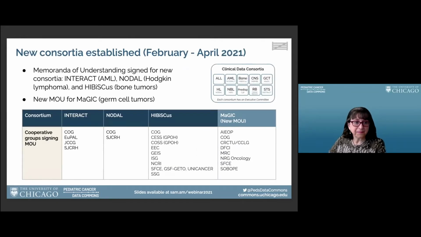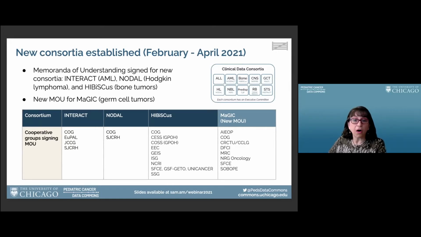Next slide, please. The consortia structure that Sam reviewed is enabled by a memorandum of understanding, which establishes each disease consortium. And as Monica highlighted in the progress tracker, this year has welcomed the establishment of 3 new consortia: Interact for AML, Nodal for Hodgkin, and Hibiscus for bone tumors, which includes both Ewing sarcoma and osteosarcoma. Additionally, MAGIC, which was established in 2009, entered into a memorandum of understanding consistent with the operations of the PCDC.